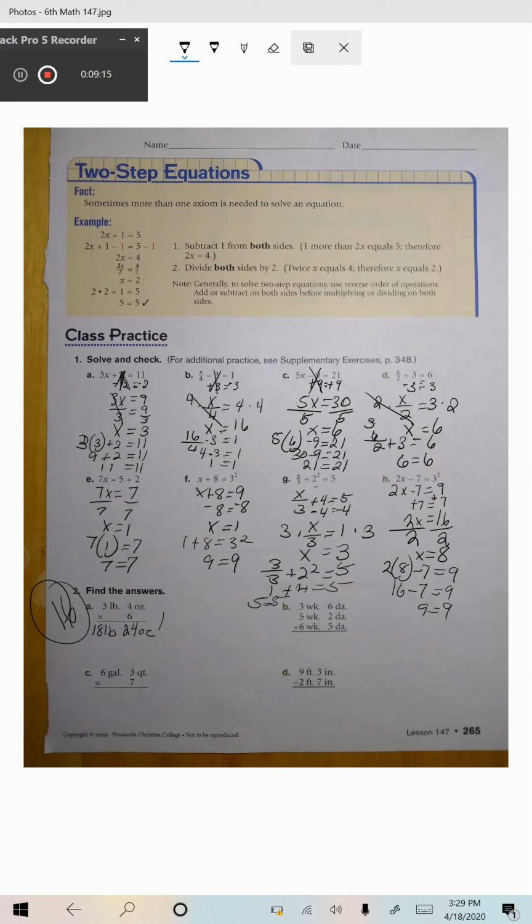Can we take a pound out of those ounces? We sure can. We can take 1 out and make this 19. If we take a pound out, which is 16 ounces, out of the 24 ounces, I'm left with 8 ounces.